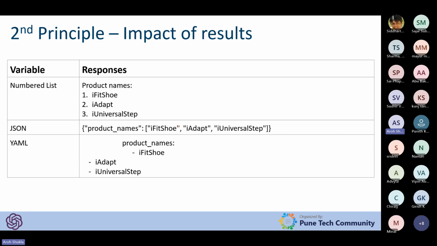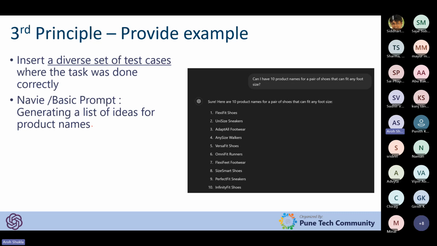Again, for the second principle, we can ask to return a numbered list, and then we get a response in that fashion. Now, if you're working on a long project with AI models embedded in your C# or Python code, then the return could be in this format, or it could be in YAML format as well. So we are done with two.